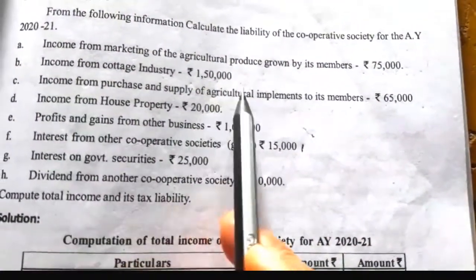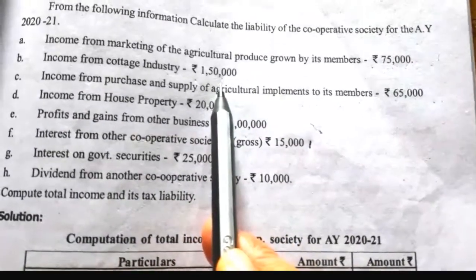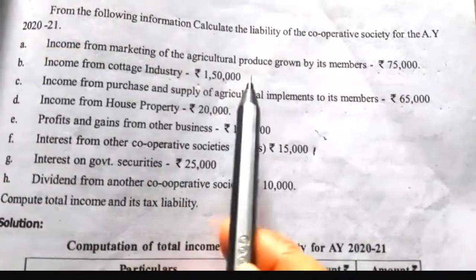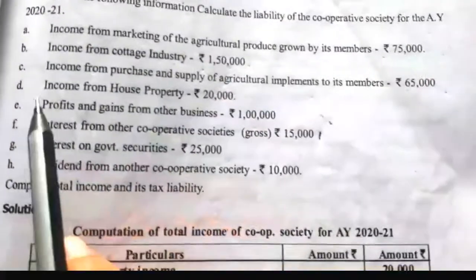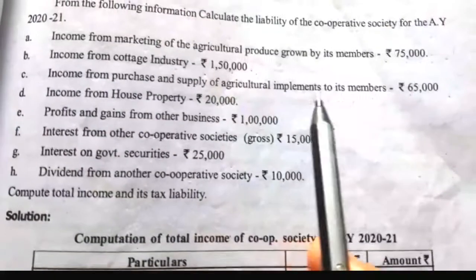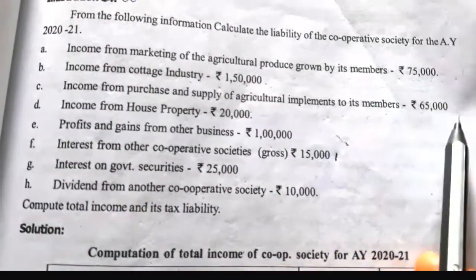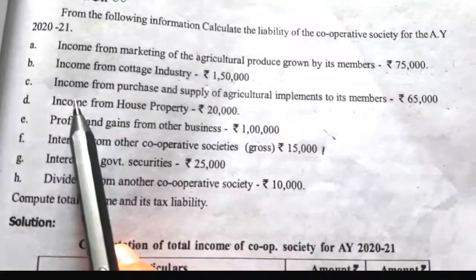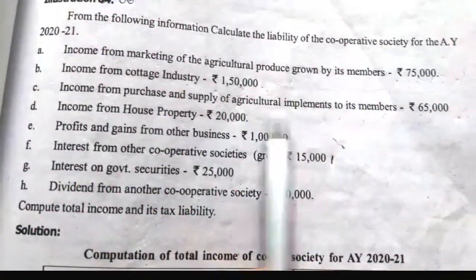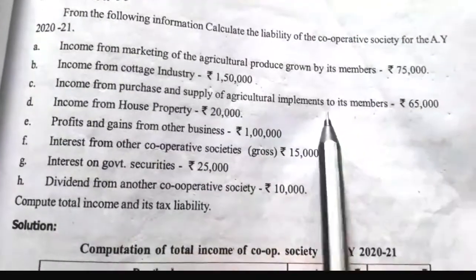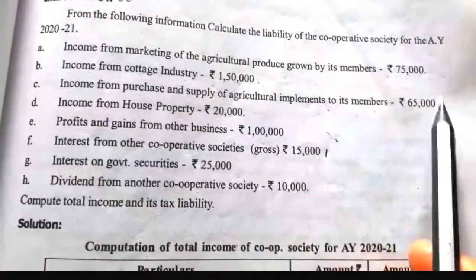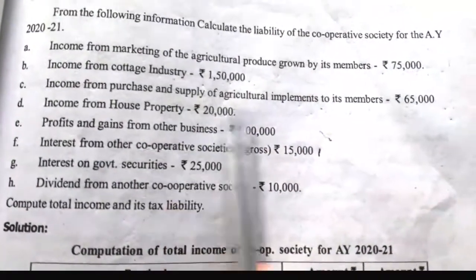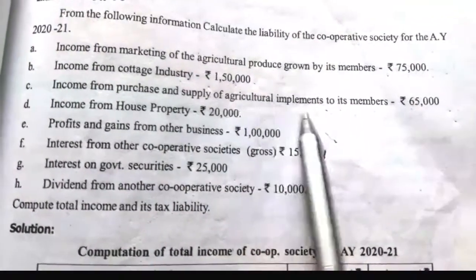Second one is income from cottage industry, rupees 1,50,000. This is also a business income, and again for this income we can claim reduction under section 80P. Next, income from purchase and supply of agricultural implements to its members, rupees 65,000. This is a business income of a cooperative society, so we have to take it under the head business income. Again, we can claim reduction for this under section 80P.